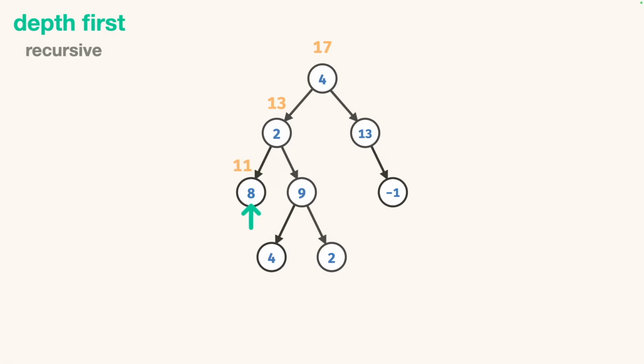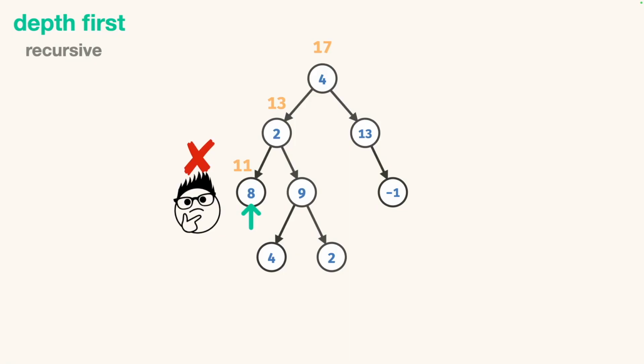And again, I got that by doing the 13 minus the 2. At this point, I kind of reach a base case. We can see that we're at a leaf node, so there are no further children. And our current value is 8, but the target sum I'm looking for is 11. You can't possibly find the 11 from this point because there's nothing left to search through. So here would be a scenario where I do want to return false.